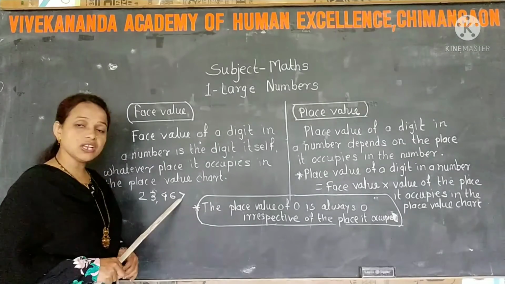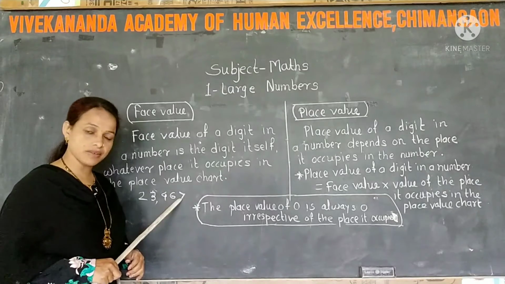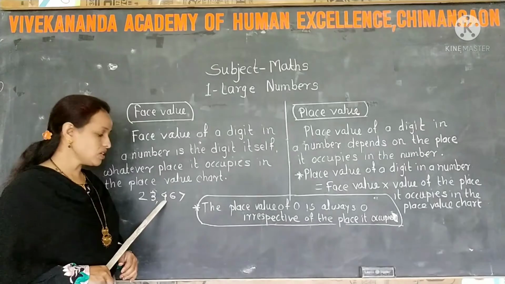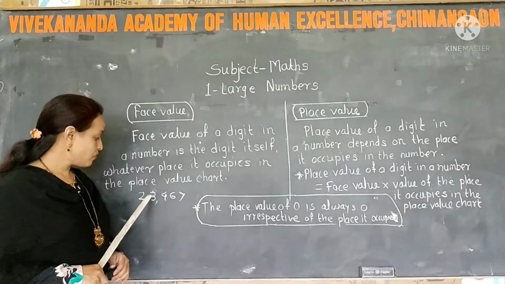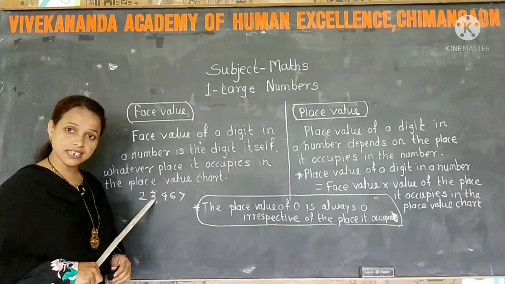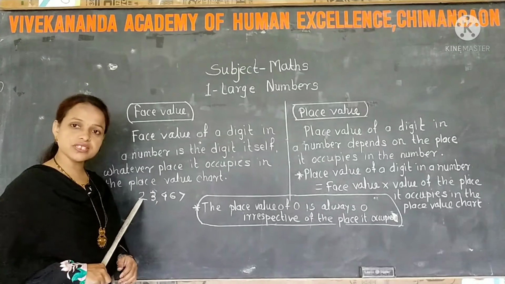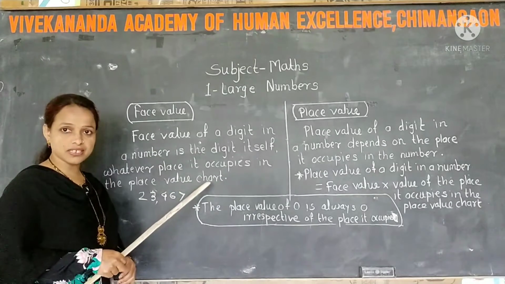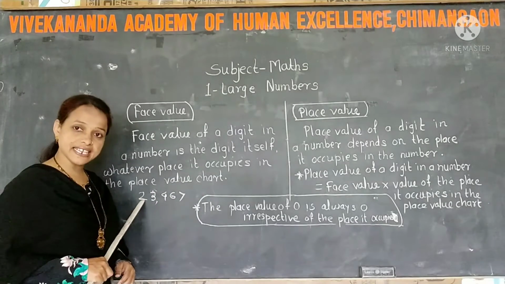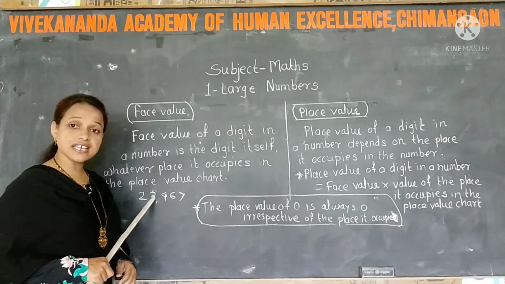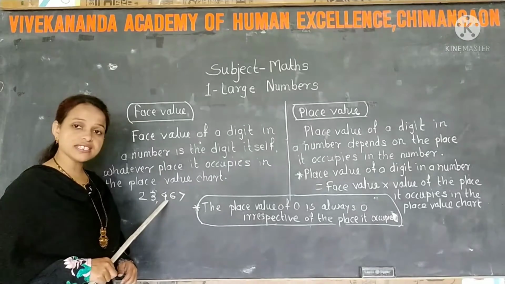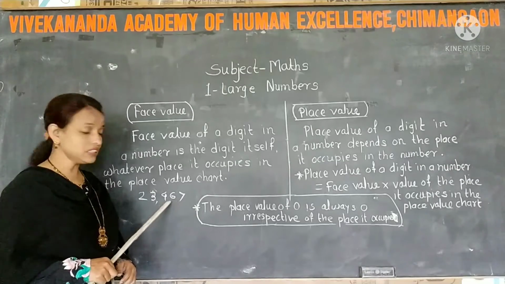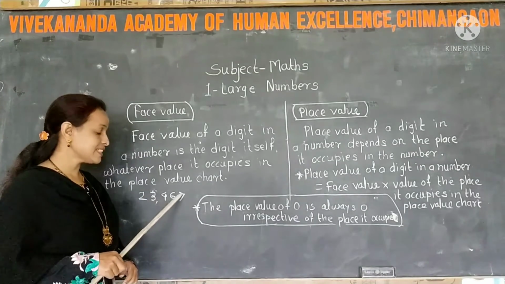Means face value of digit 7 is 7. Face value of digit 6 is 6. Face value of digit 4 is 4. Face value of digit 3 is 3. Face value of digit 2 is 2. Whatever place it occupies, though digit 2 is at 10,000's place, digit 3 is at 1000's place, digit 4 is at 100's place, digit 6 is at 10's place, the face value of a digit is that digit itself.